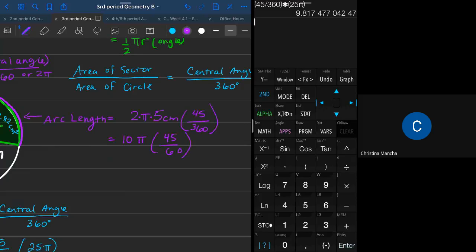And so over here, we'll clear and we'll do 10 pi. And then it'll be easier if we keep them both in parentheses. So 10 pi times 45 over 360. Remember 360 because it is a full circle.